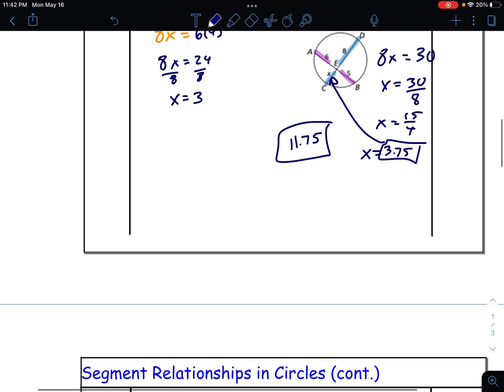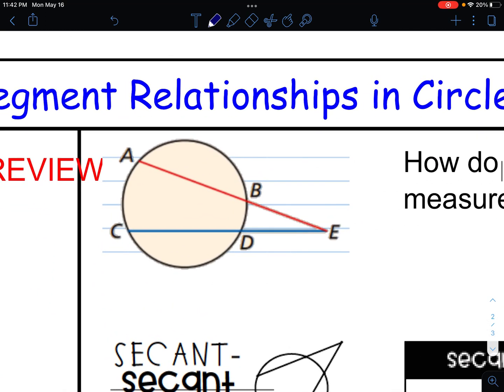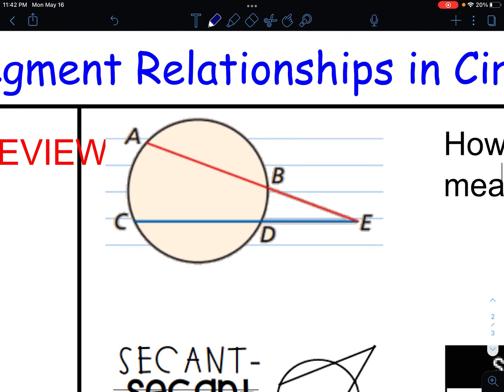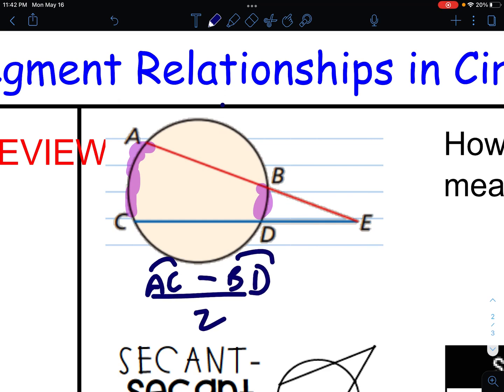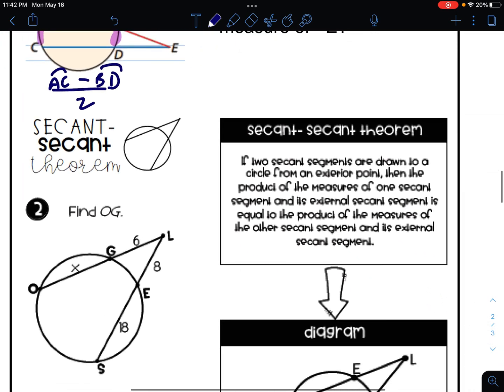All right, another scenario we have is what happens when we have 2 secants crossing coming from the same point. Well, yesterday we talked about angle measures. We would take the arcs and subtract them, so AC minus BD divided by 2. That's a review from yesterday. Now we're talking side lengths. So secant, secant: if 2 secant segments are drawn to a circle from an exterior point, then the product of the measures of one secant segment and its external secant segment is equal to the product of the measures of the other secant segment and its external.